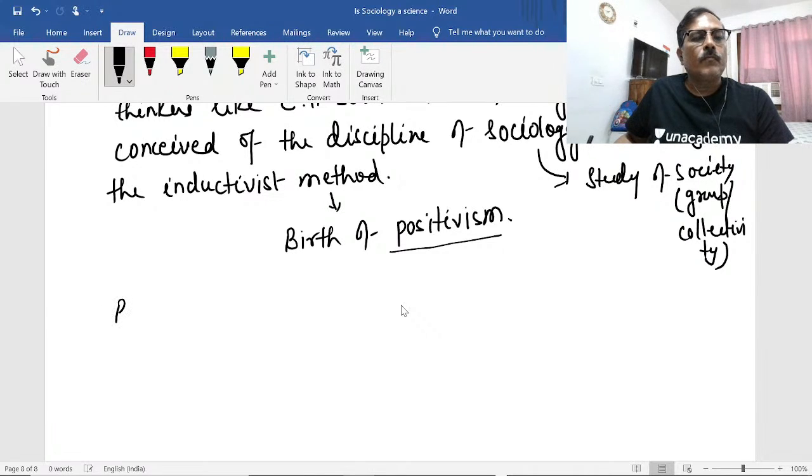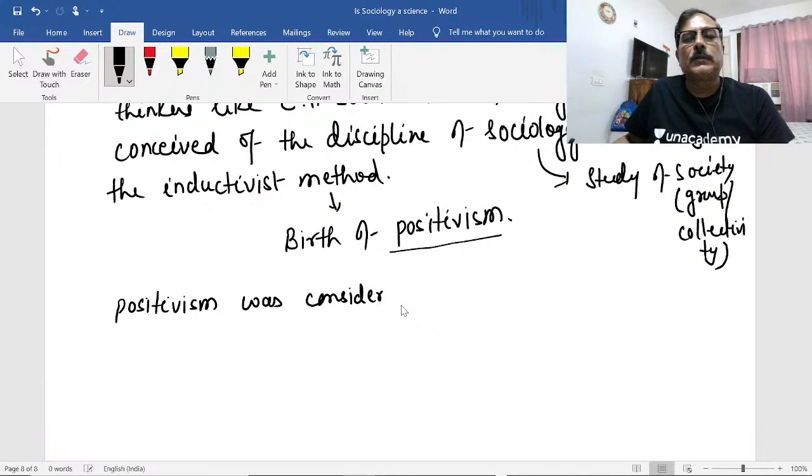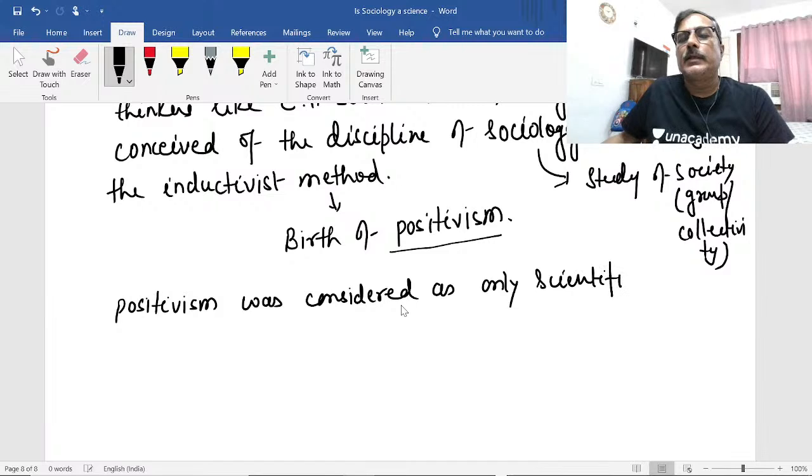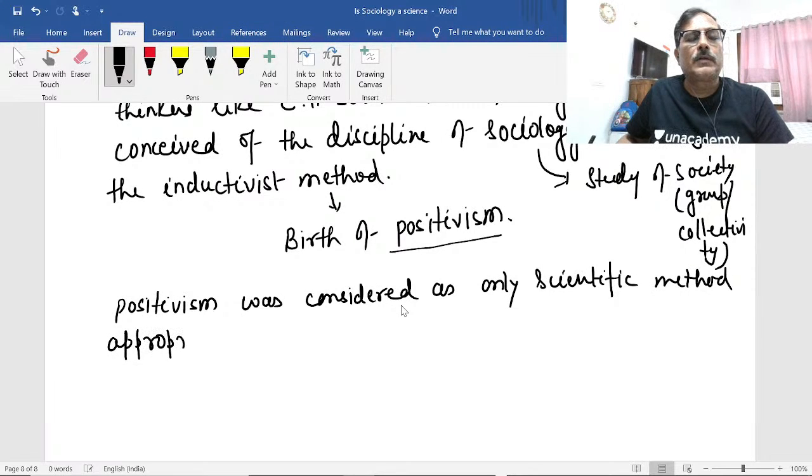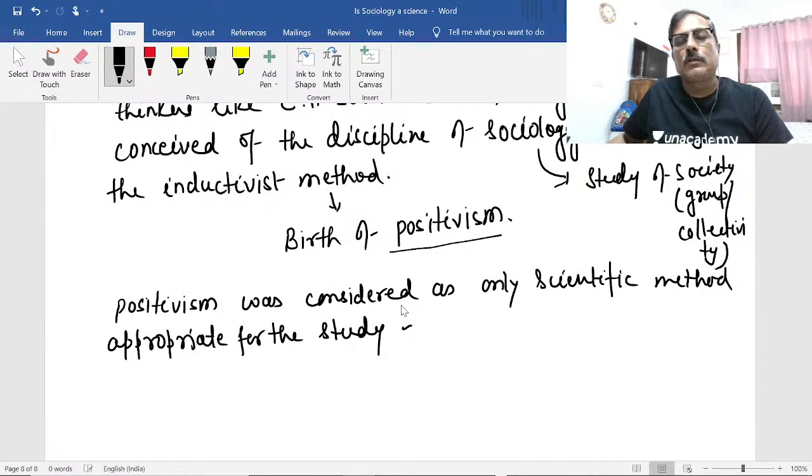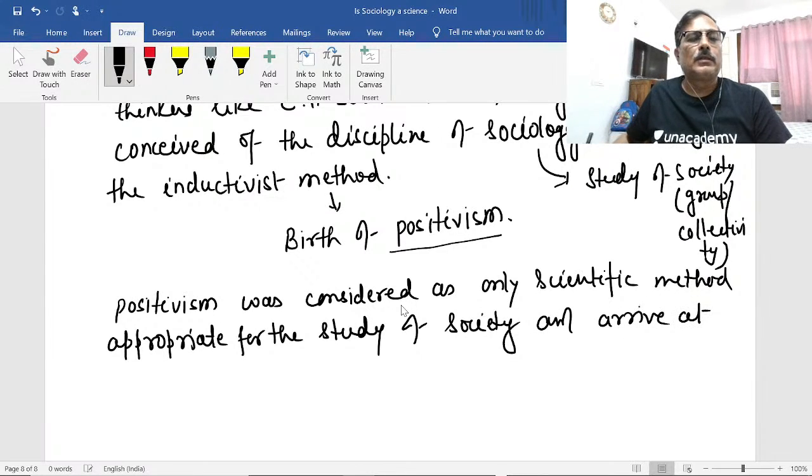So positivism was considered as the only scientific method appropriate for the study of society and to arrive at generalization or general laws.